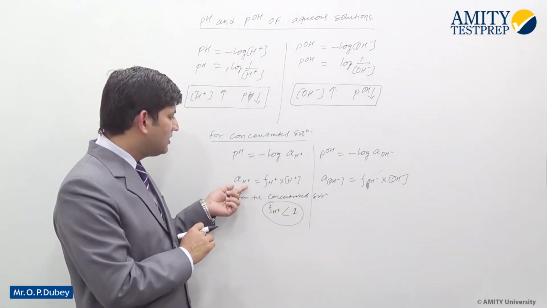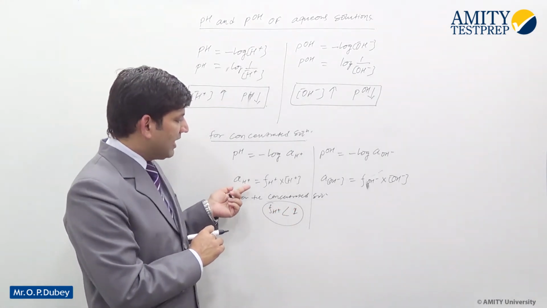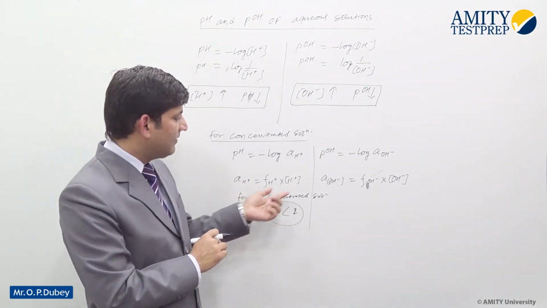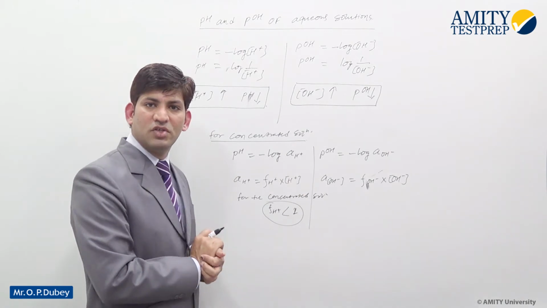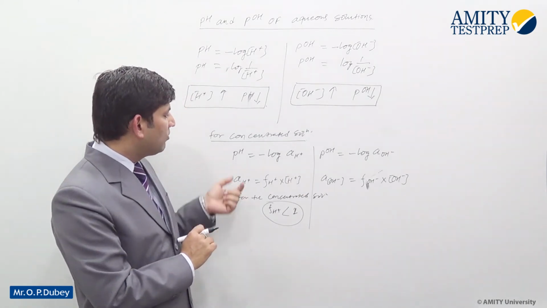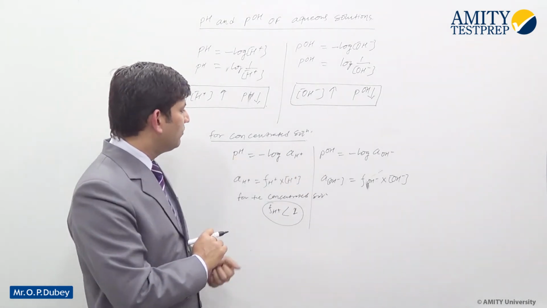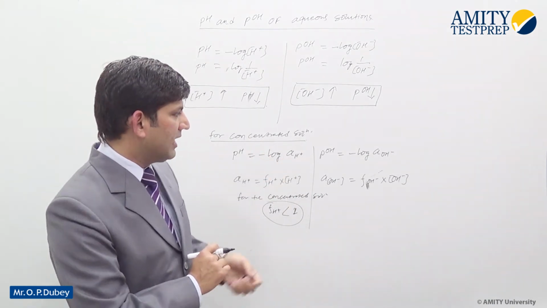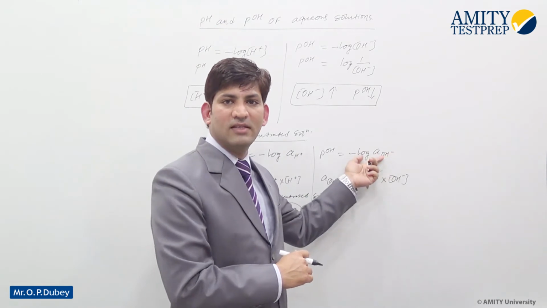That is, the activity of H plus ion in case of the concentrated solution is less than that of the H plus ion concentration. Then we can calculate pH and pOH for the concentrated solution by using activity of H plus ion and the activity of OH minus ion.